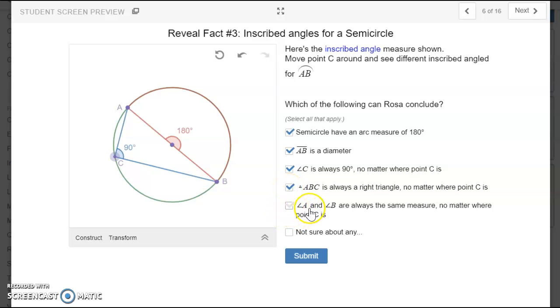And angle A and B are always the same measure. Angle A and angle B of this triangle, are they the same measure? Not necessarily. Looking at this, this angle is much bigger than this angle, right? So that depends on the location of C. If you have an isosceles triangle, then this angle and this angle could be equal to each other. But as soon as it's not right at the center, it's not going to be the same. So not sure about any, so that's going to be my option.